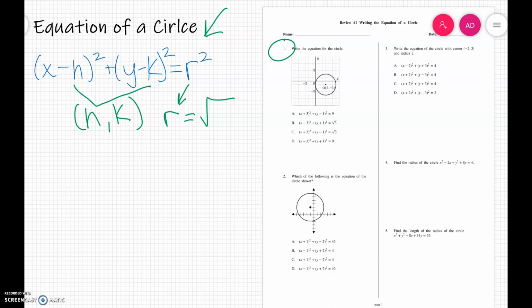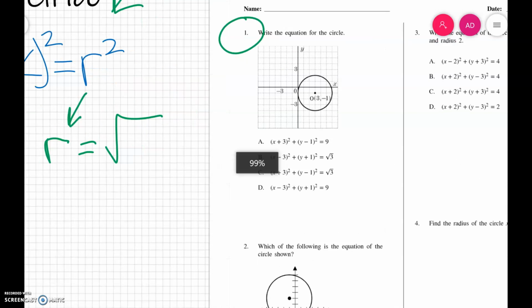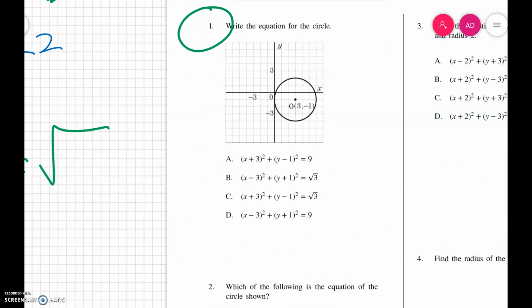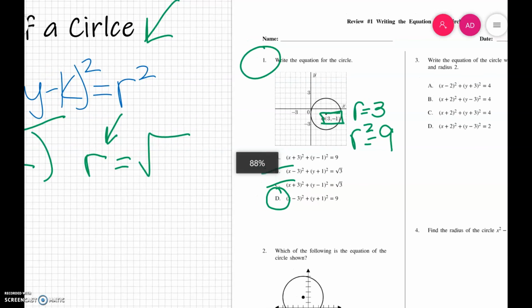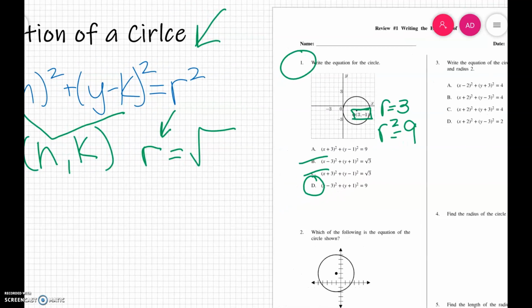So if I make this a little bit bigger, bear with me now, and we want to count the radius, it is 3, meaning the radius squared is 9. So all of the answers would have to have 9 on the other side. Now the center is (3, -1). So when you plop them into each parenthesis, it's going to be the opposite of what you think it is, or of what the ordered pair actually says. So again, what you need is the center and the radius.